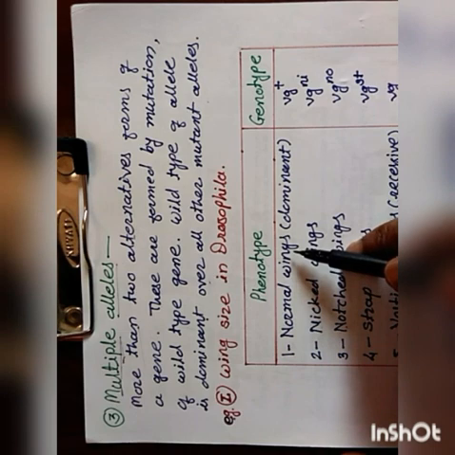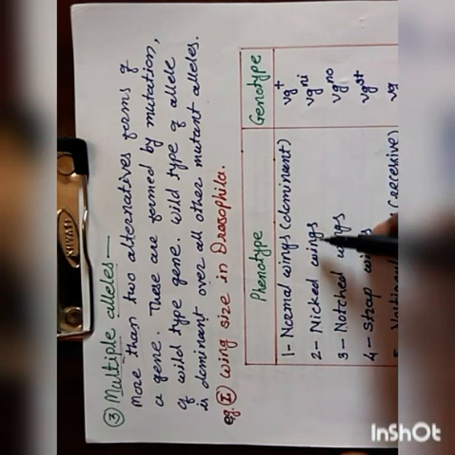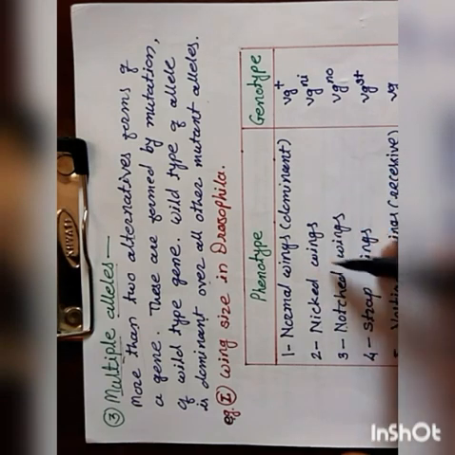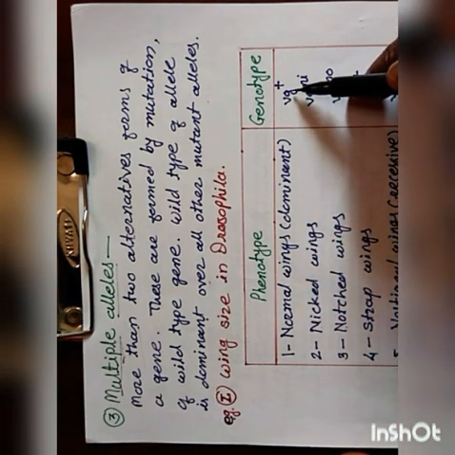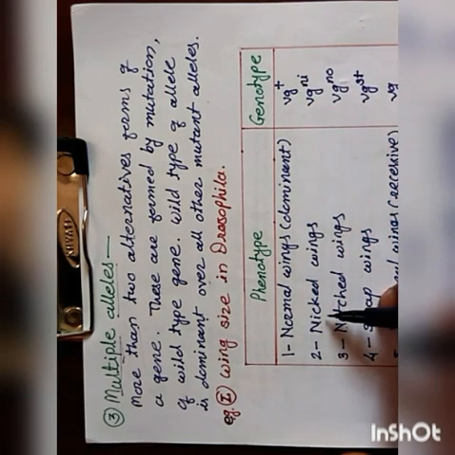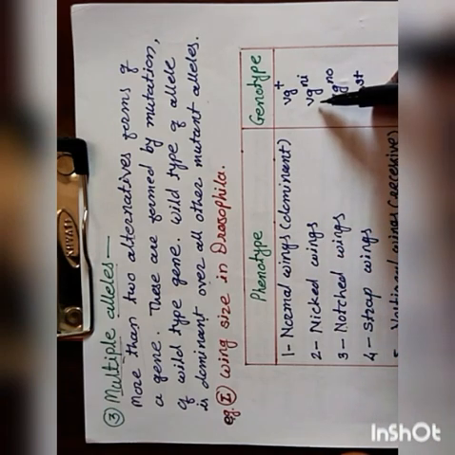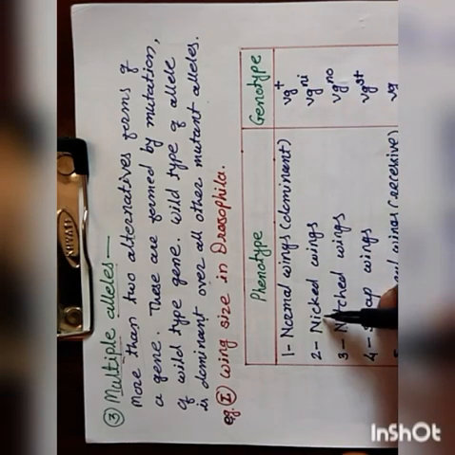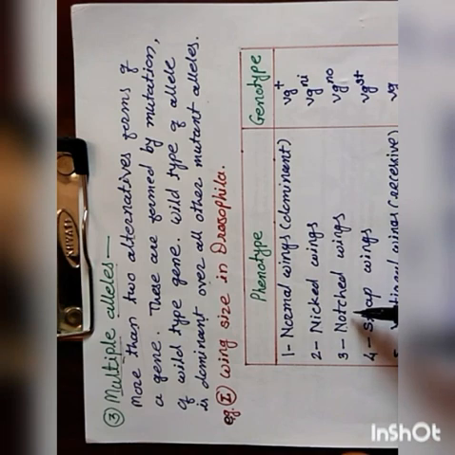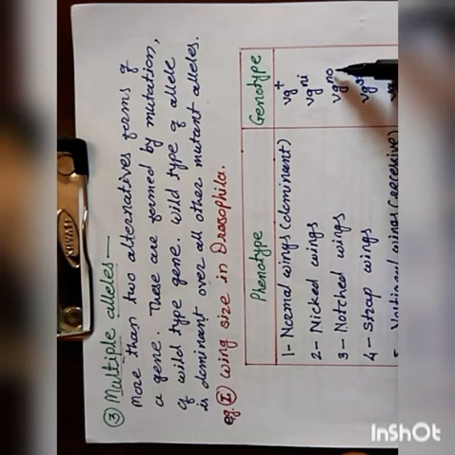First is the normal wings, which is the dominant trait over all other alleles, and these normal wings are produced due to the allele Vg plus. Then nicked wings are produced by the vg-Ni allele, and this Ni stands for nicked. Then the third type of wing size is the notched wings, and these notched wings are produced by the vg-No allele.